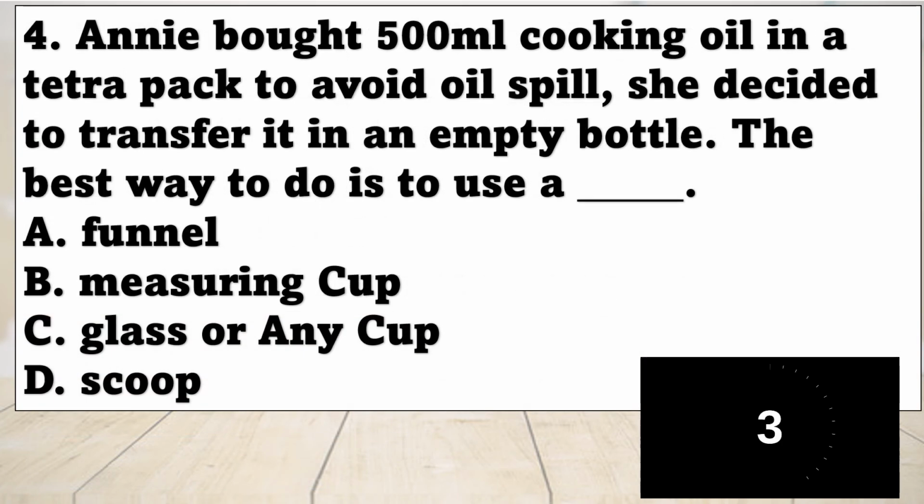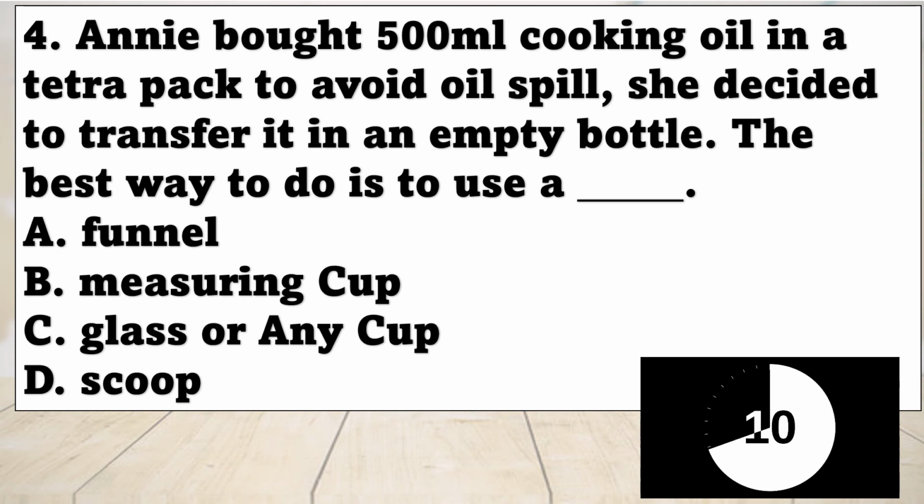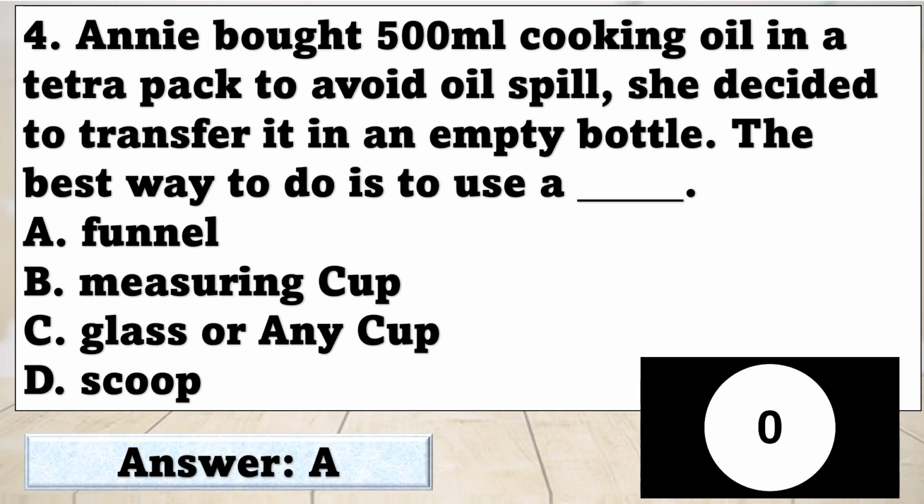Number 4. Annie bought 500 ml cooking oil in a Tetra Pak. To avoid oil spill, she decided to transfer it in an empty bottle. The best way to do is to use a blank. A. Funnel. B. Measuring cup. C. Glass or any cup. D. Scoop. The correct answer is letter A. Funnel.